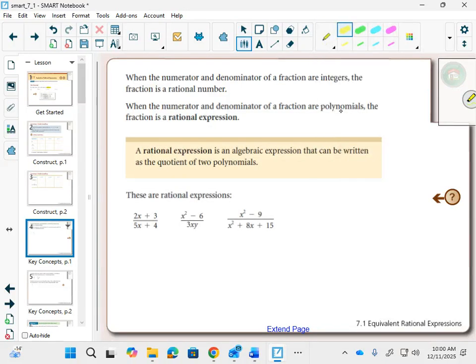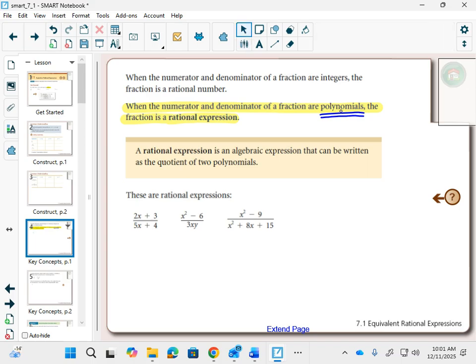We can take out our highlighter. So a little bit of review from grade 9.